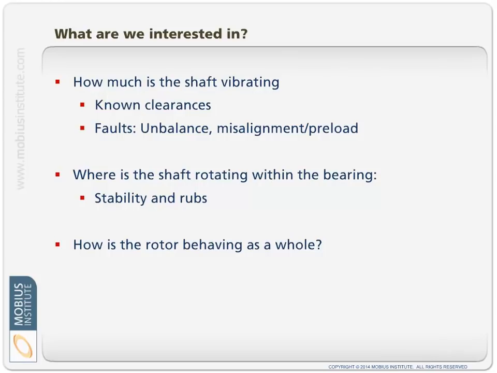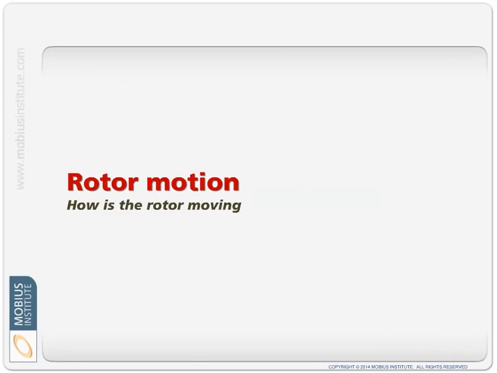But there's more to it than that, because when we look at the bearings themselves, we have stability issues. How is it sitting on the little oil wedge, and are there any rubs and so on? And then we can think about the rotor as a whole. Does it just rotate in a simple, rigid way, or does it flex and bend? As you'll see during this webinar or presentation, you'll see some of the ways that it can flex and bend. So let's have a quick look at the possible rotor motions, and then we'll see how we can understand that better with our orbits and centerline plots.